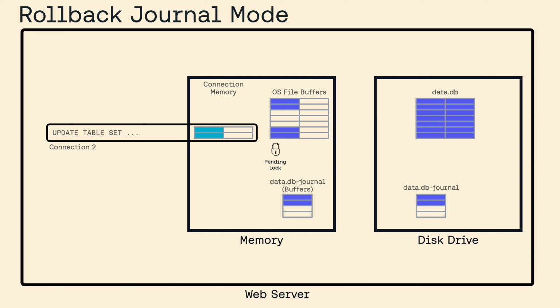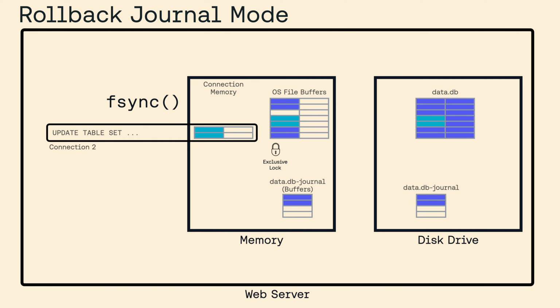However, while in pending mode, any existing connections will complete their operations and disconnect, and eventually all the readers will be gone, and the pending lock will escalate to an exclusive lock. Now that the writer has an exclusive lock, it can make its changes to the OS buffers, and then SQLite will call fsync for the second time to persist the pages to disk.